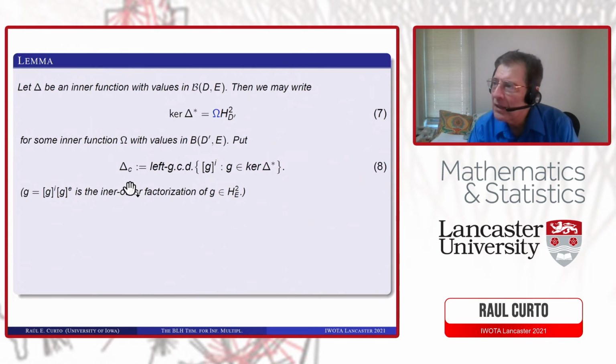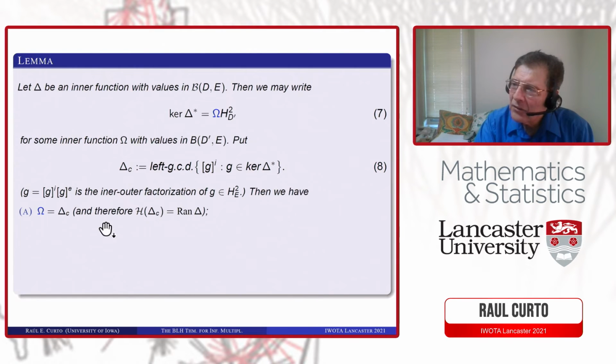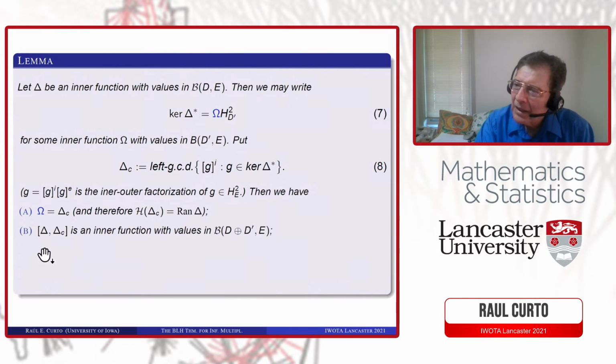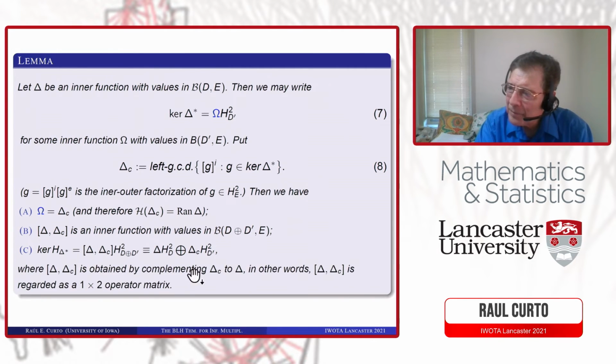We're going to define the complementary function of delta by looking at the left greatest common divisor. This is arithmetic in H infinity, where you look at the inner functions associated with every g in this kernel: look at the inner-outer factorization, keep the inner piece, take the left GCD and call it delta C. And so we have omega is delta C, and therefore the model space for delta C is the range of delta. The 1/2 matrix delta, delta C, where I put the comma just so people don't think we're multiplying, is really a matrix. It is an inner function with values here. The kernel of the Hankel operator associated with delta star is the range of this 1/2 matrix.